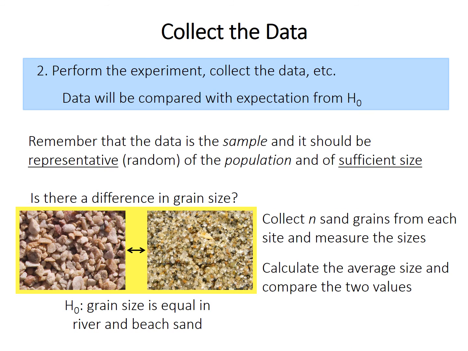So once you have your hypotheses, you can collect the data. You can perform your experiment, you can look at the existing data, or whatever. The data is the statistical sample, and it's hopefully representative. It's hopefully a random sample of this bigger population.